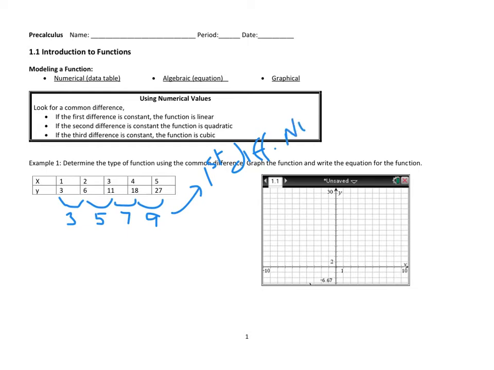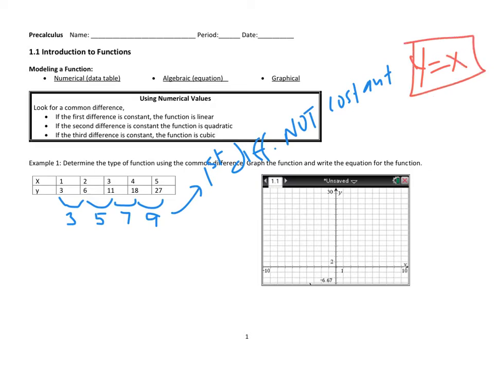So, not constant. If it's not constant, I know it's not linear. And by that, I mean this equation cannot be of this form. That's a parent function which is linear.